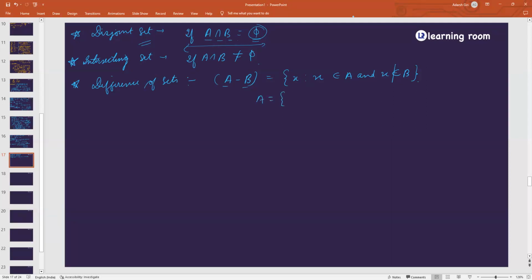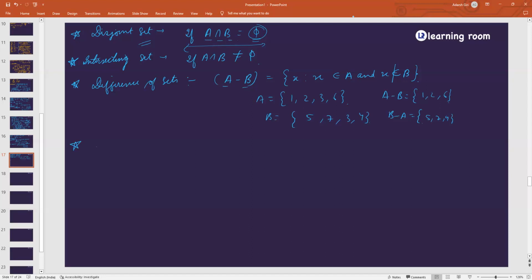For example, if I set A: 1, 2, 3, and 6, and set B: 5, 7, 3, and 4. Can you tell me what is A minus B? 1, 2, 6. And B minus A? 5, 7, 4. Very good. Understood, everyone? Yes, sir. Tanushri, Akhil, understood? Yes, sir. Sanjana, understood? Yes, sir. Good. Ritika, any doubt? No, sir, I have no doubts. Okay. So this was difference of sets.